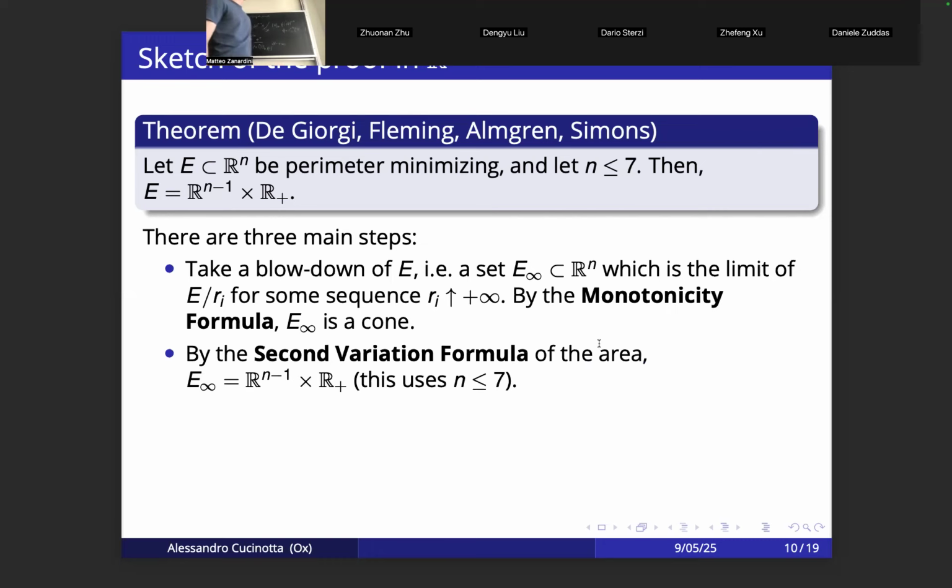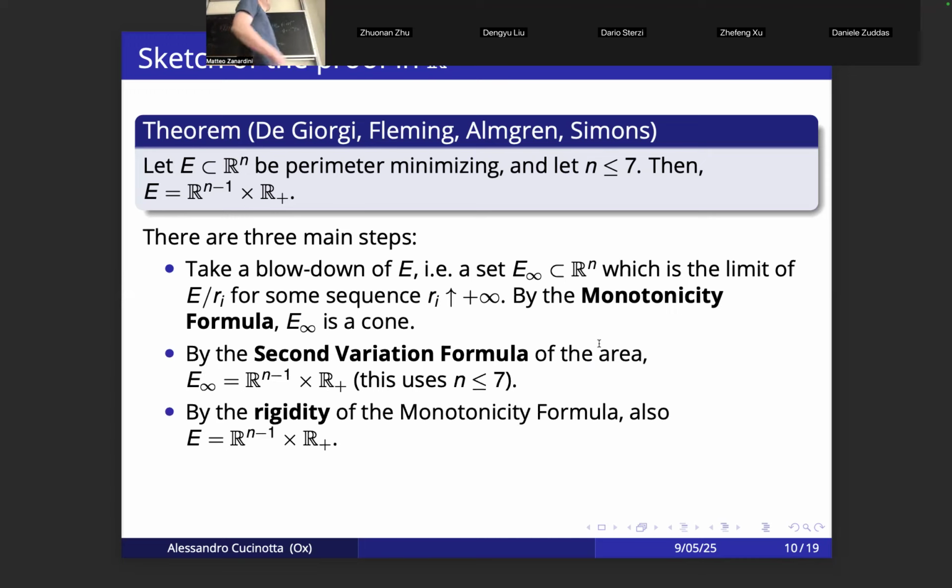Now the key step is that by a result of Simons, essentially, if you are in R^n and n is less than or equal to 7, then all minimal cones have to be half spaces. So this limiting set E infinity has to be a half space. This is where the dimension really enters into play. But now, if we look at the monotonicity formula once again, we realize that it also gives the rigidity, meaning that not only is the blow-down of our perimeter minimizing set a cone, but if it is a half space, then also the initial set has to be a half space. So this is the strategy in the Euclidean case, very sketchy, but these are the main steps.